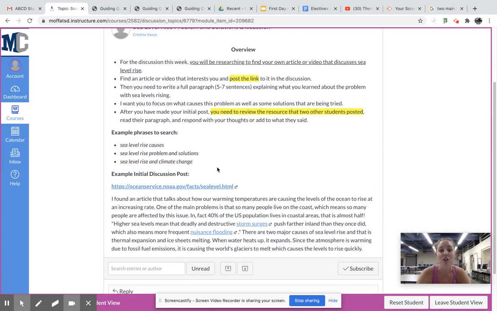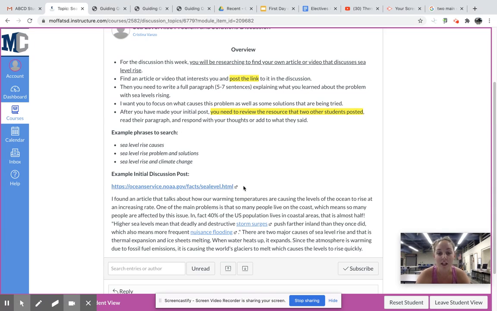What you're going to do is find an article or a video on your own that talks about sea level rise. You're going to be looking for, most importantly, the things that cause sea level rise and also some solutions to sea level rise. So it could be an article or a video. And once you find that, you're going to post the link in your initial discussion post.